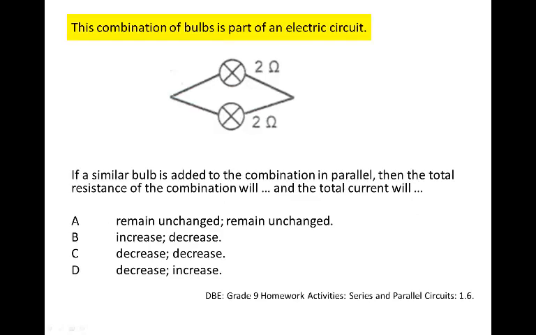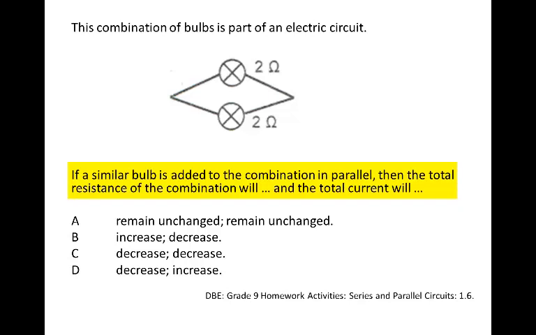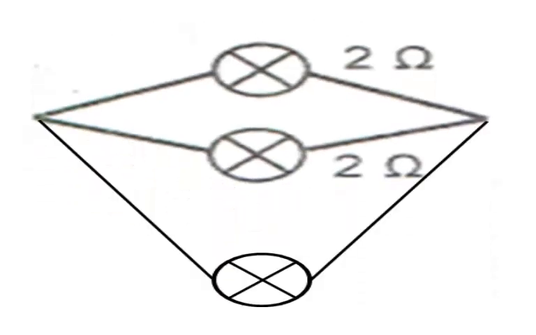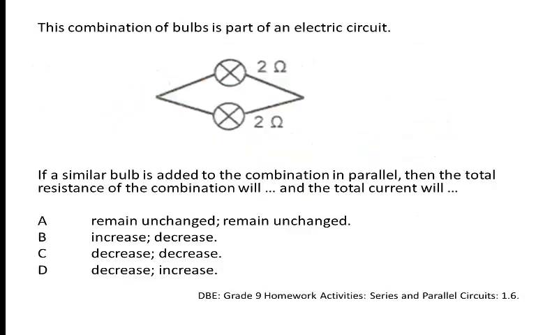This combination of bulbs is part of an electric circuit. If a similar bulb is added to the combination in parallel, then the total resistance of the combination will change how? And the total current will change how? So here we have the original combination, and now we add another bulb in parallel. How does that affect the resistance of the circuit and the current strength through the circuit?